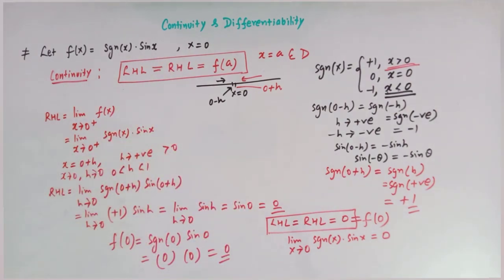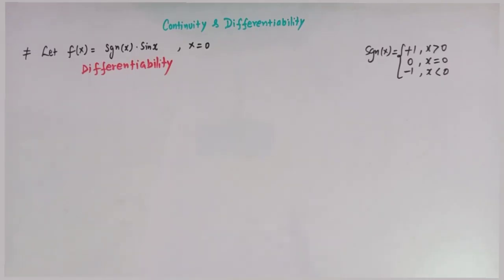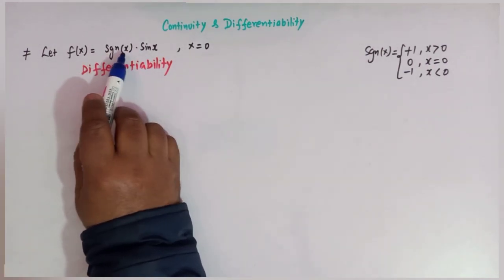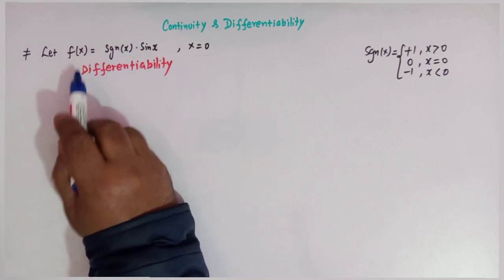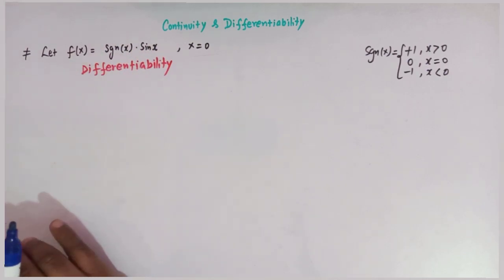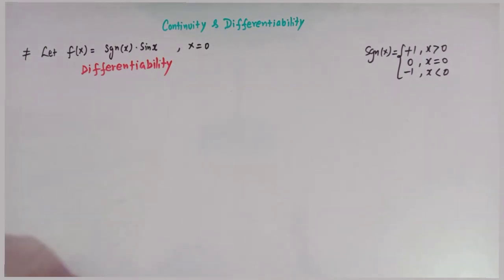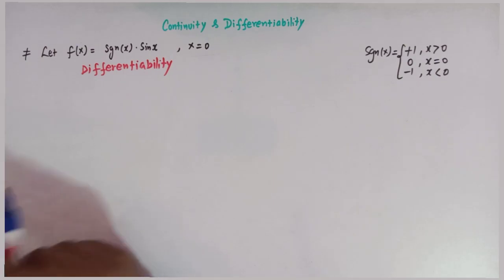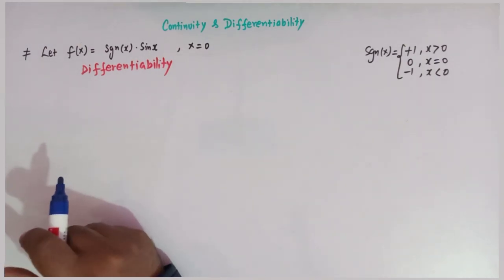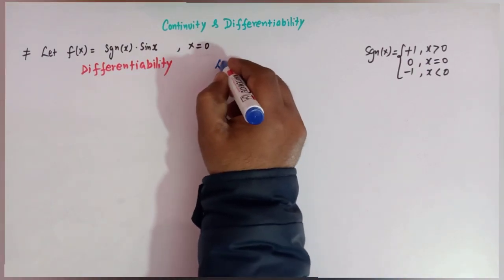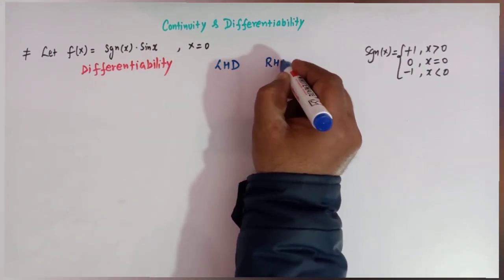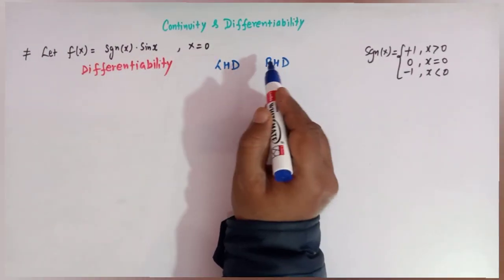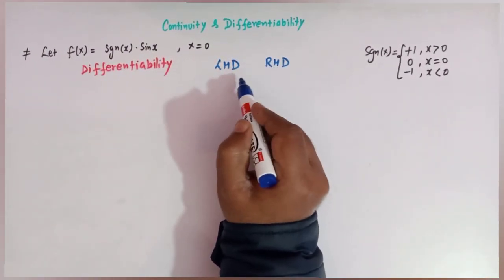Now viewers, let us find out the differentiability of this function at x equal to 0. Let us check whether this function f of x, which is the product of the signum function and the sine function, is differentiable at x equal to 0. While checking the differentiability of any function at some point in its domain, we find the left hand derivative, then we find the right hand derivative, and we see whether these two derivatives exist or not.